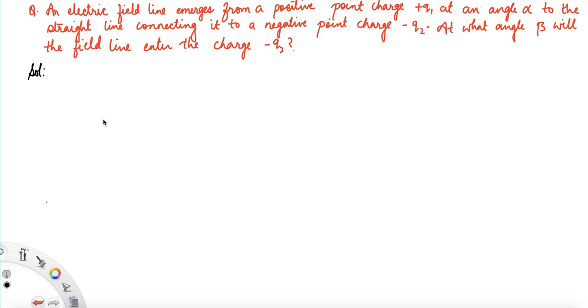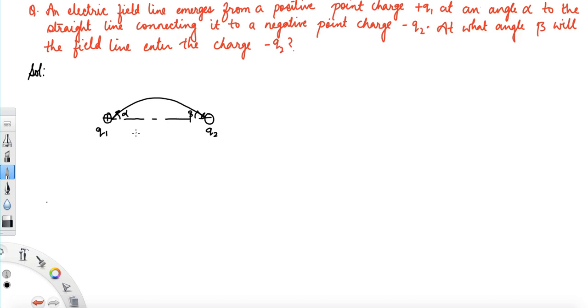So here is the positive charge and here is the negative charge. This straight line joins them, and here one of the electric field lines emerges from positive charge q1, and this is negative charge q2. This q2 is negative, by the way, and this angle is alpha. So this electric field line is going to enter negative charge q2 at some angle, not necessarily equal to alpha.